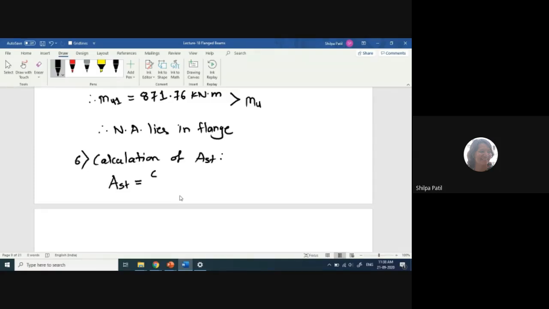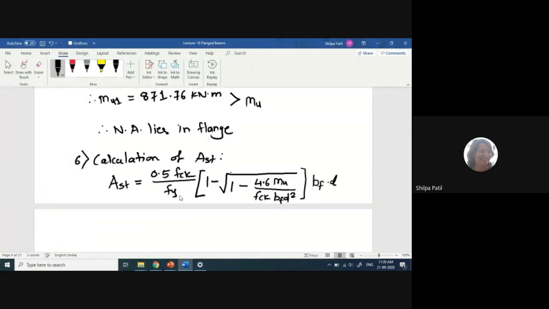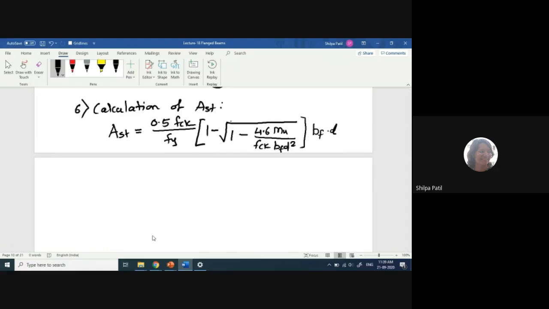So what is the formula for Ast? Ast = 0.5 fck / fy into bracket 1 minus under root of 1 minus 4.6 Mu divided by fck bf d square, into bf into d. Here the bf value we have to consider for the flange. By making use of this formula, let us put all the values and find out Ast.